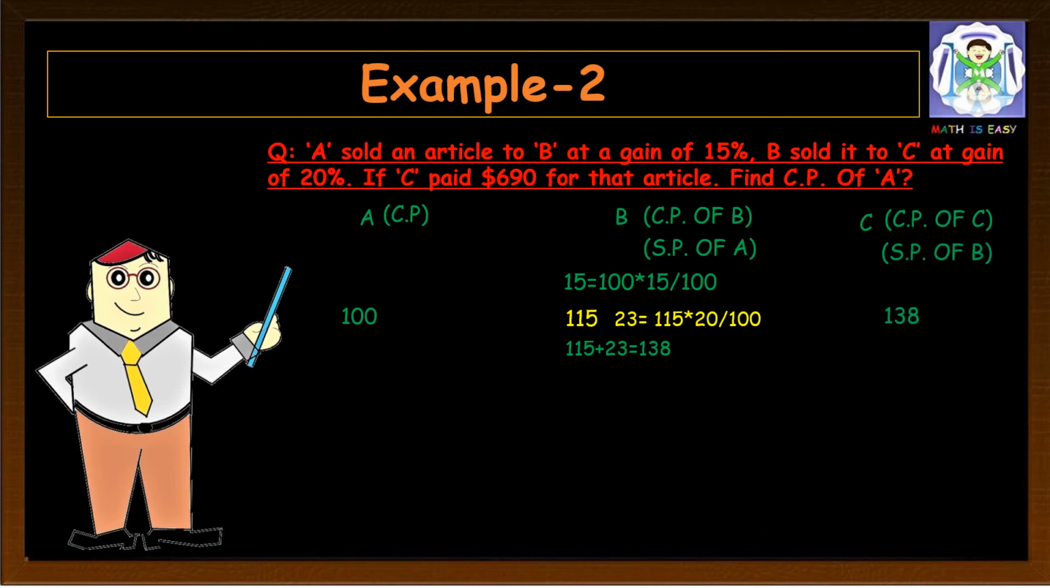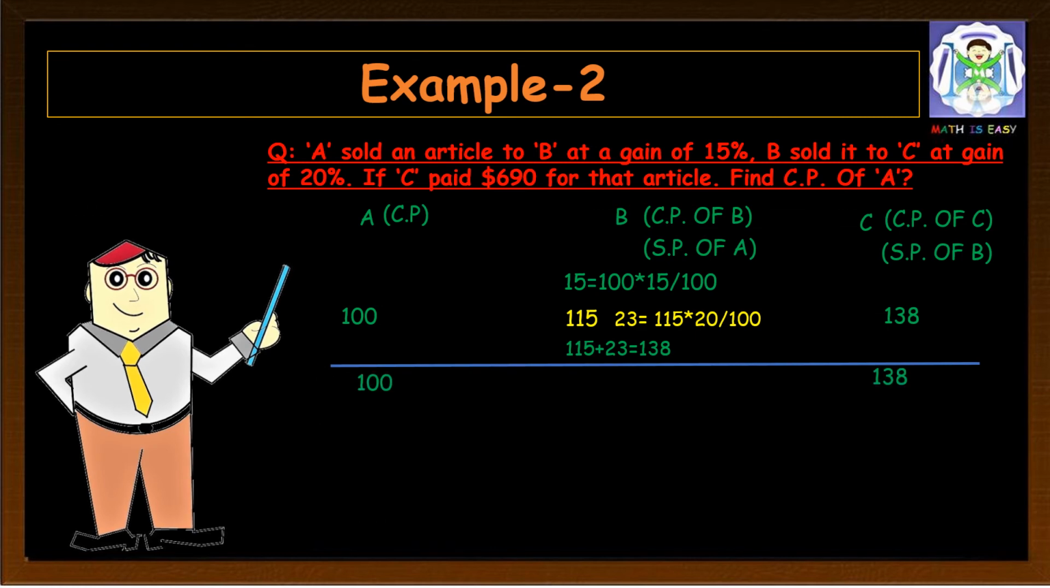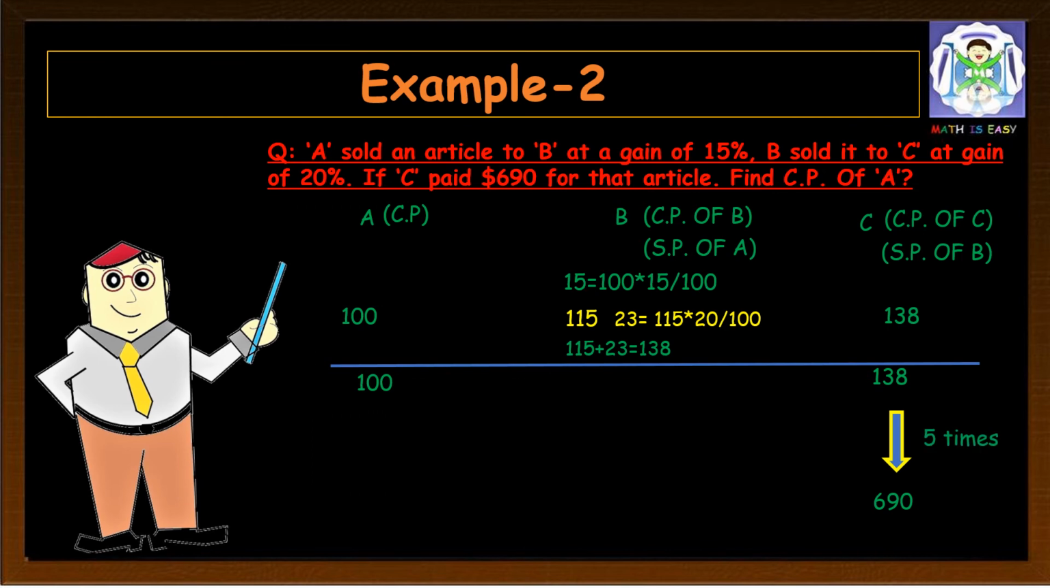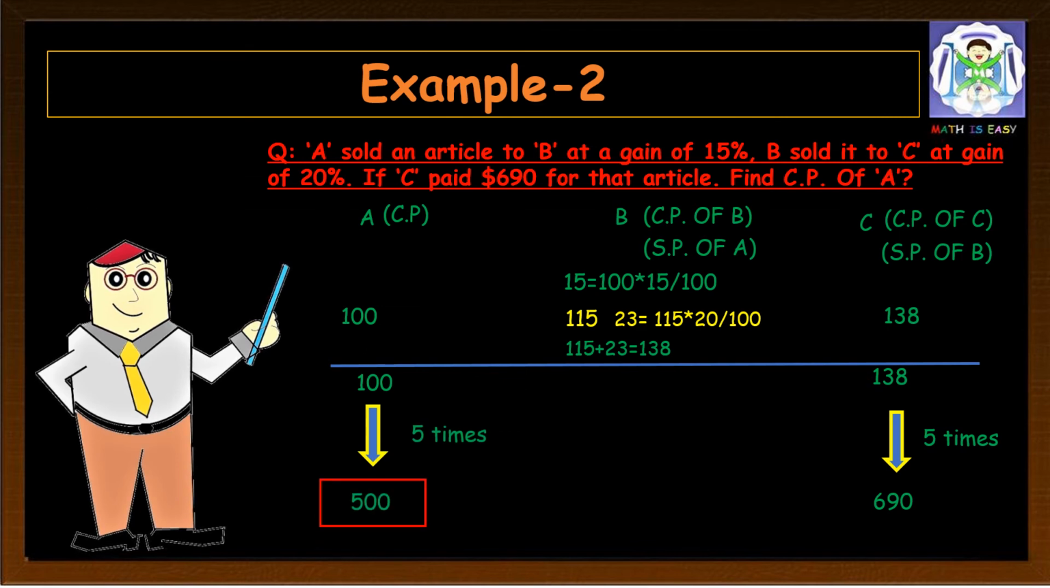So when A was paying $100, C is paying $138 for that. Then the question says C is paying $690 for that article. So what is A paying? When you see 138 and 690, we find out the ratio, which is 5 times. So we use that ratio and multiply it with 100. So here we multiply 100 by 5 and we get 500. So the actual cost price which A has is $500.